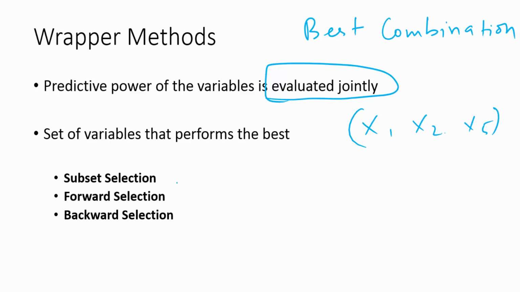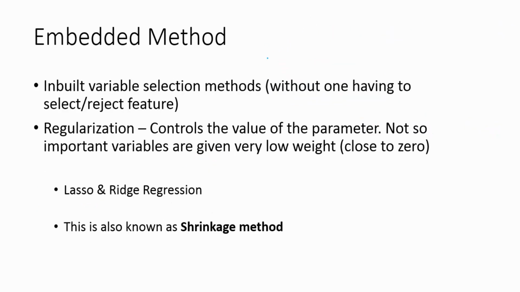And there are several methods available to us. One is subset selection, second one is forward selection, third one is backward selection, and we'll see each one of them, and we'll also take an example and do it in R just to give a demo of how this method works. And in embedded method, which is the third one, we'll also talk about it in brief. We'll go to the details of it, but we'll talk about it in brief.